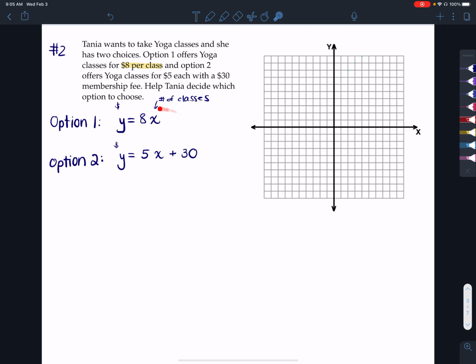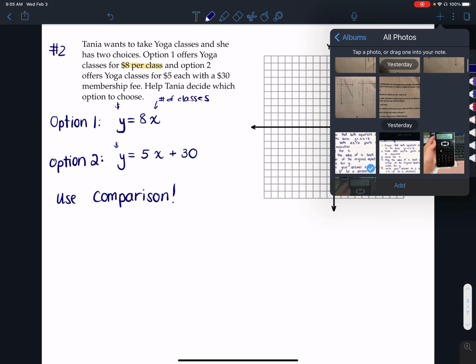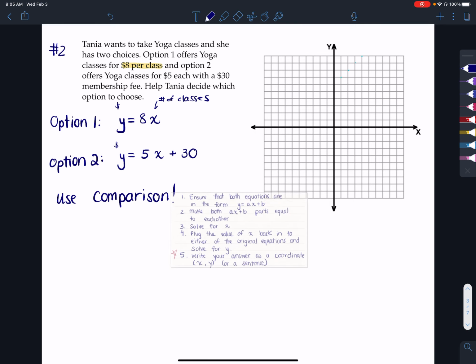You could find the intersection point using the graph, which all of you should have done. But I did ask you to go back and resolve all of these using the systems of equations method. So we're going to use comparison. And I'll drop in a little picture of the steps.